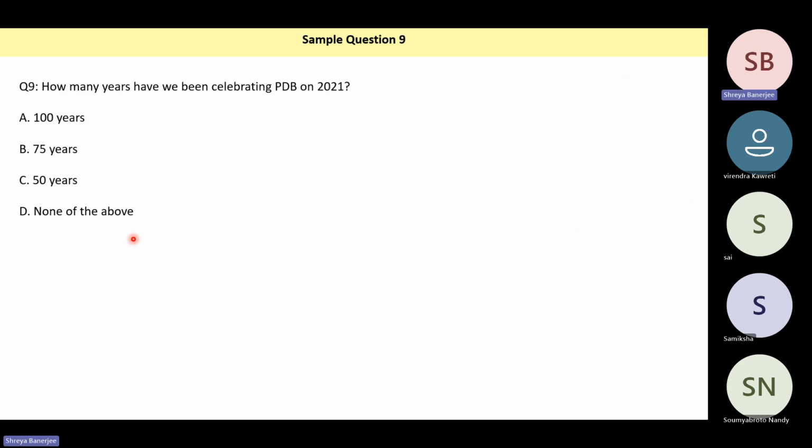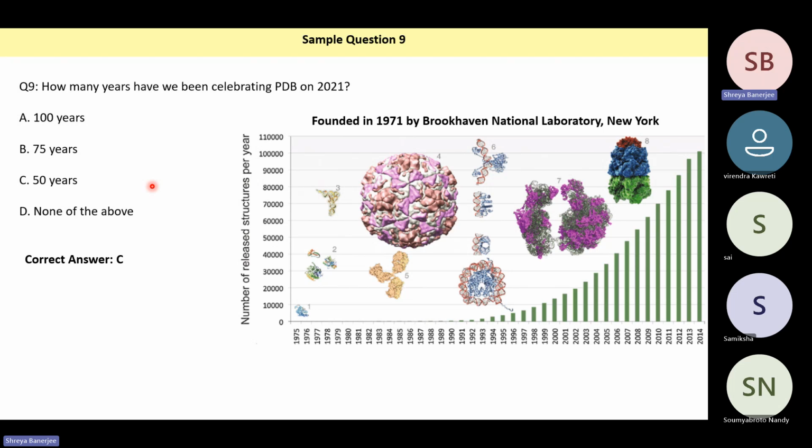Then it is asking how many years have we been celebrating PDB in 2021? Again, just an information question. It has been 50 years. So it was first started in 1971. So from there to 2021, it has been 50 years. Again, this is an information question. It is not like any explanation or anything. And as you can see, over the years, the number of structures released has gradually increased exponentially. Initially, the structures were mostly determined from X-ray crystallography, but now more and more structures are also being determined using cryo-electron microscopy.